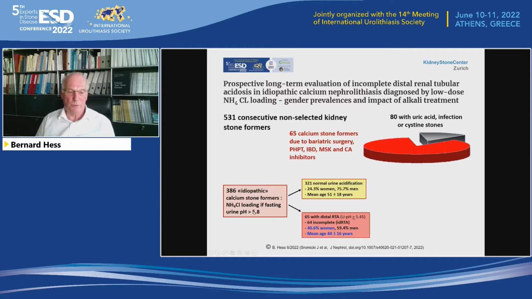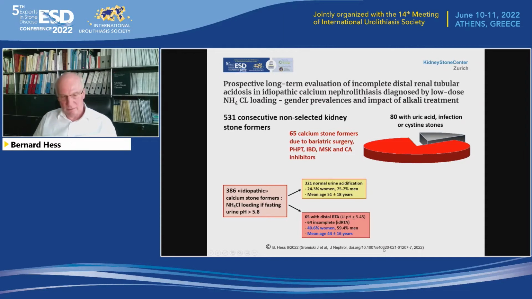idiopathic calcium stone formers. We screened them all for incomplete distal renal tubular acidosis. The screening was done by fasting urine pH after 12 hours of fasting. Whoever had a pH above 5.8 underwent ammonium chloride loading. After the test, I will show you that later, we found that 321 patients had normal urine acidification, 1/4 women, 3/4 men, mean age 51 years.